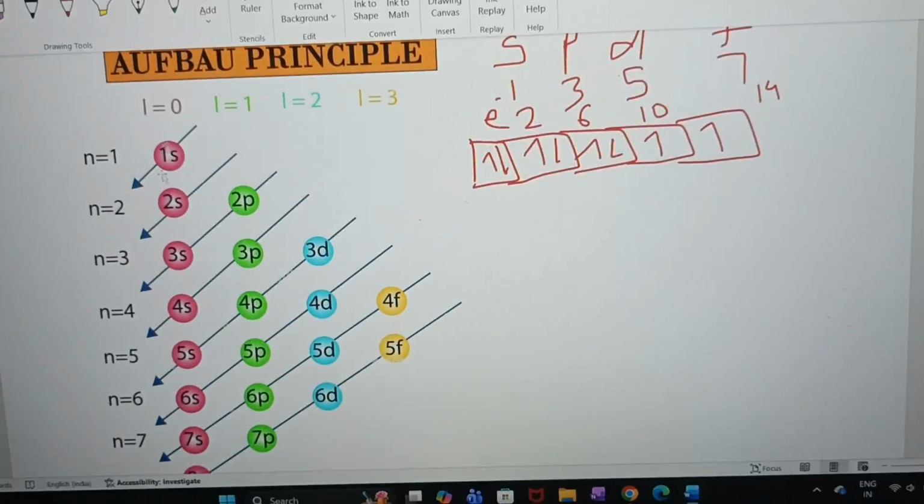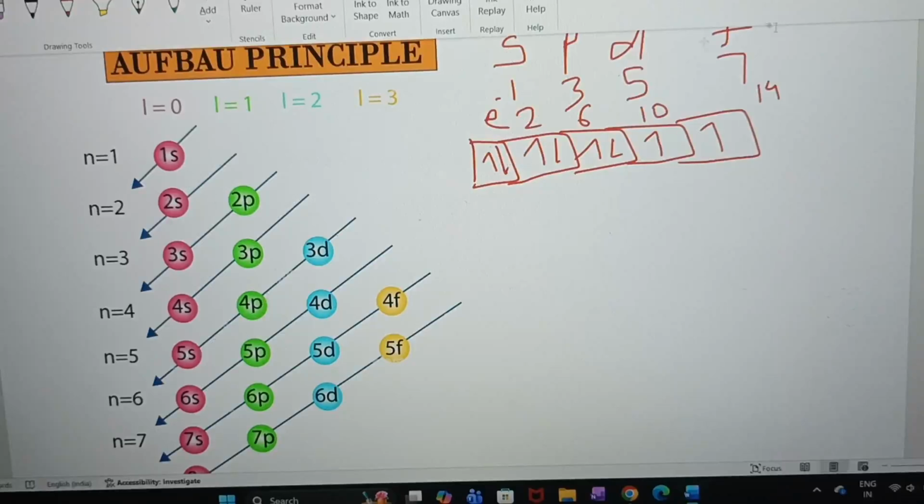So you can write 1s, then 2s, 2p, then 3s, 3p, 3d, 4s, 4p, 4d, 4f, and then start drawing the arrows like this. So follow the arrows. First is 1s, then 2s, then 2p and 3s, then 3p, not 3d, because still the arrow is passing through 4s. So 4s, then 3d, 4p, 5s.